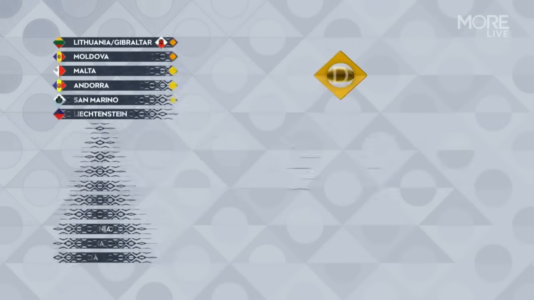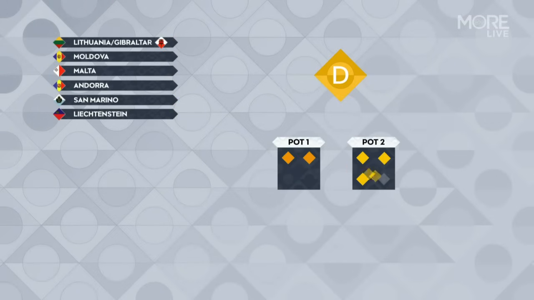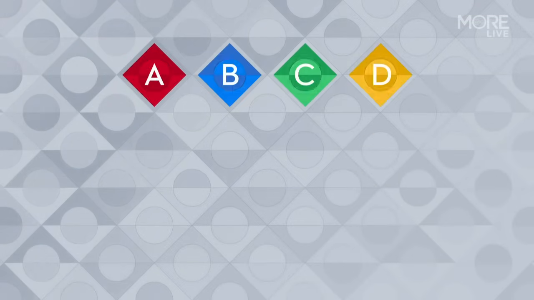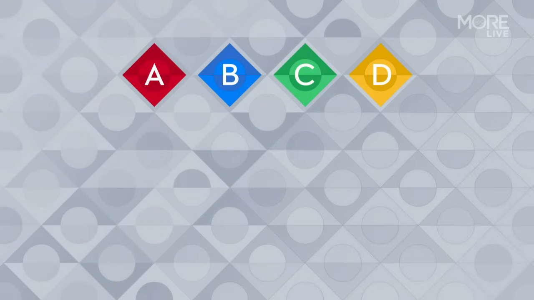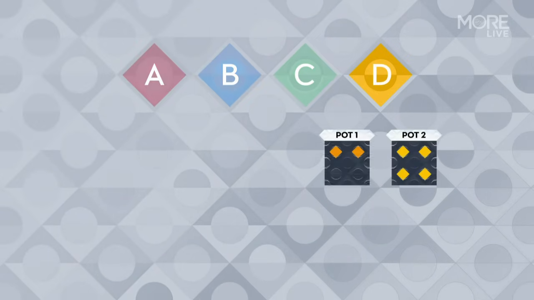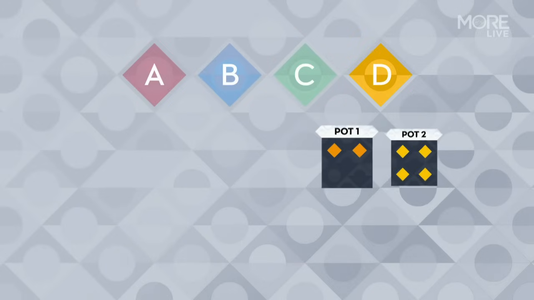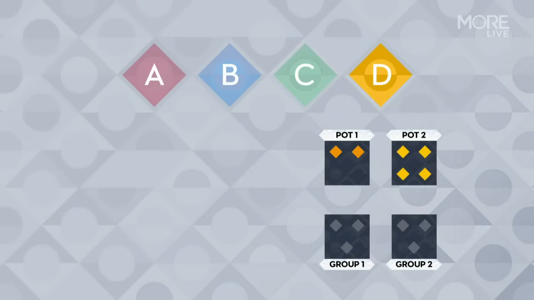League D has 1 pot with 2 teams and a second pot with 4 teams. The draw is done league after league, starting with League D, followed by Leagues C, B and A. Within each league, the draw will start from the highest pot to the lowest pot. The draw starts with League D.